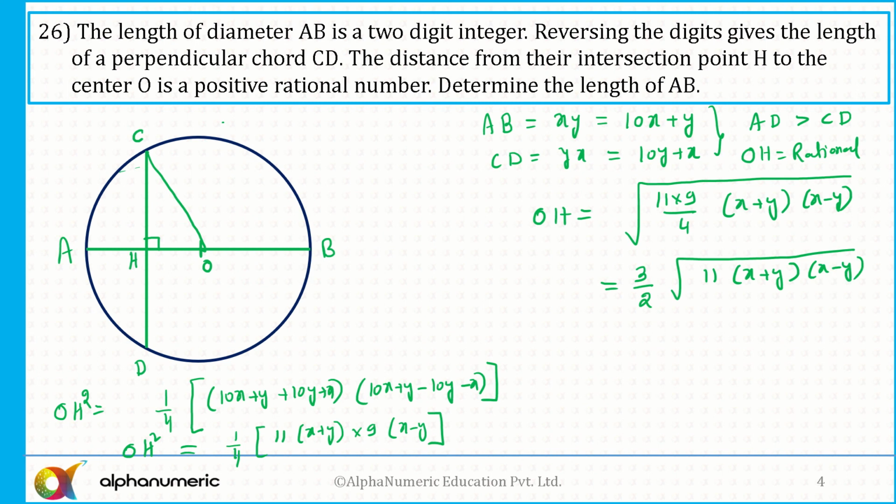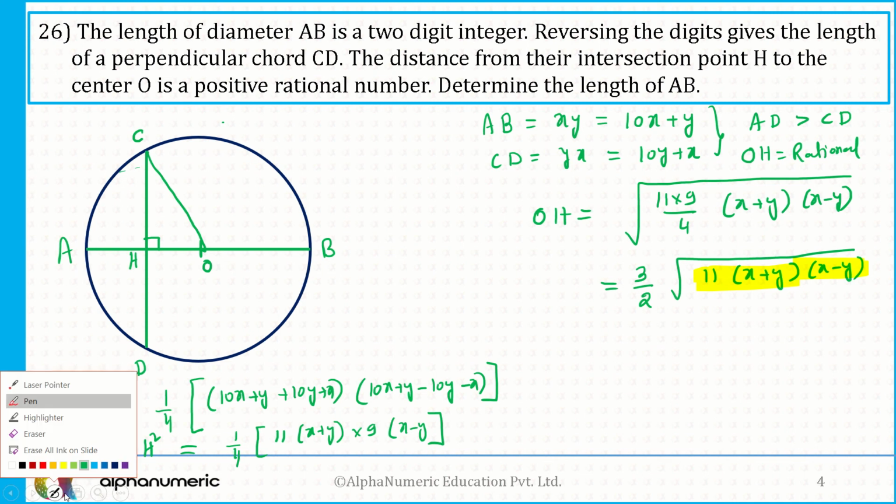Now, if OH is a rational number, then there shouldn't be any square root sign. The term inside the square root must be a perfect square. So 11 into (x plus y) into (x minus y) has to be a perfect square. As we are already getting 11, it means that out of x plus y and x minus y, one of the numbers has to be a multiple of 11.